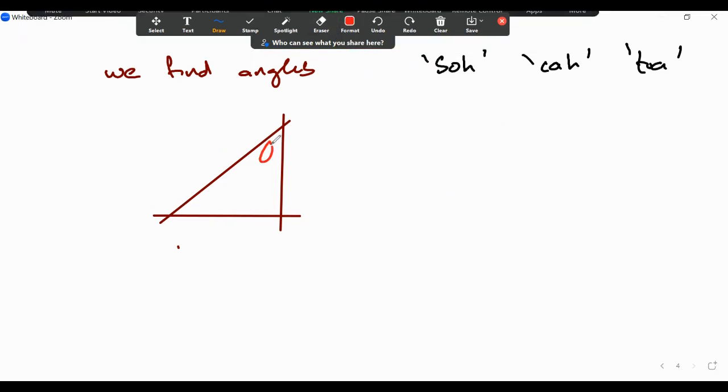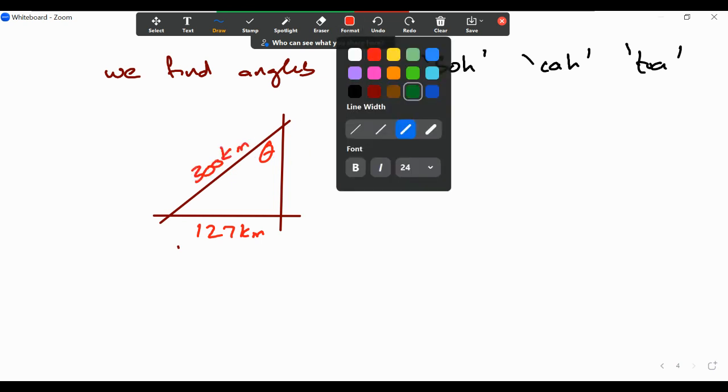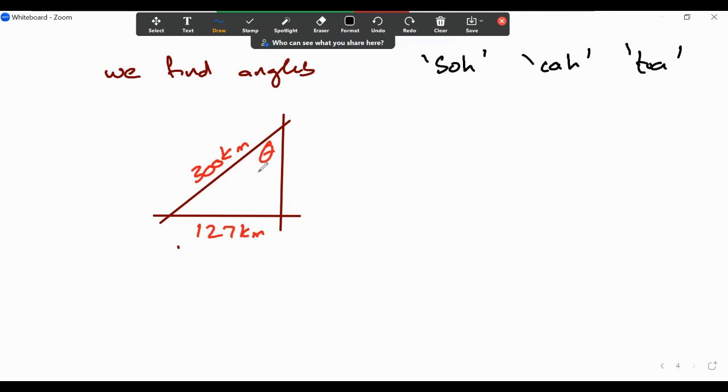All right, let's say the angle's at the top. This side's 127 kilometers, and this over here is given as 300 kilometers. Two known sides, find the angle. First, we label it. Opposite, longest side, hypotenuse. Choose which one. Looks like sine. Sine theta equals opposite over hypotenuse.